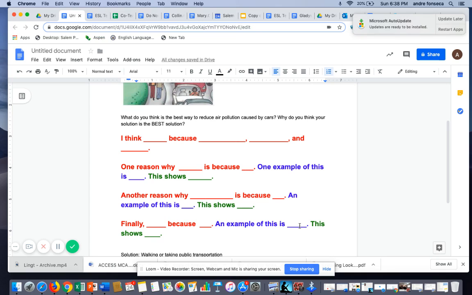Whereas if I say I'm going to wait for a scientific solution, like a car that doesn't pollute, and in the meantime, I'm just going to keep driving to work or to school, well, until that scientific solution comes, I'm still polluting the environment. So I'm not making any changes until that solution happens. So this shows that taking public transportation or walking is the best solution because it's a solution that we can use right now to help our environment this moment.